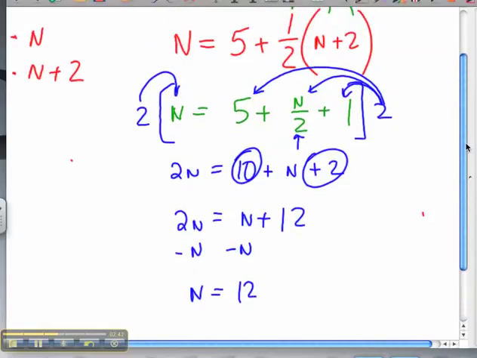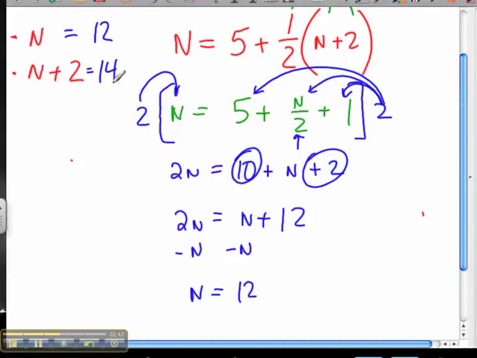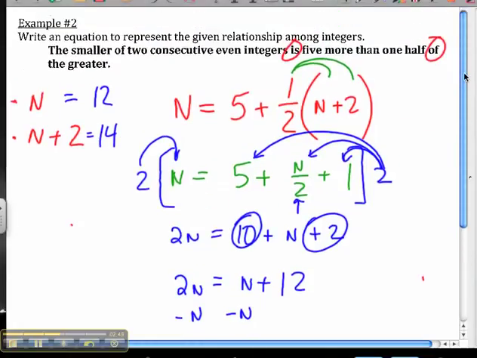If n equals 12, n plus 2 equals 14. So let's see. They are consecutive even integers. The smaller of the two, 12, is that 5 more than half of the greater? Well, what's half of the greater? 14 is the greater, so half of it is 7. And 5 more than 7 is 12. So the smaller is 5 more than half of the greater.